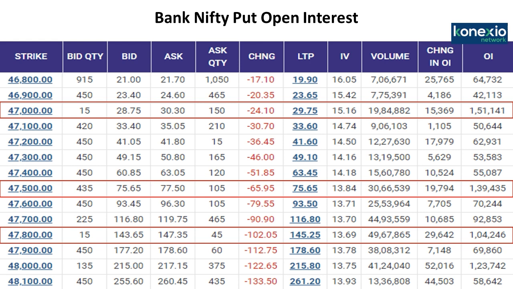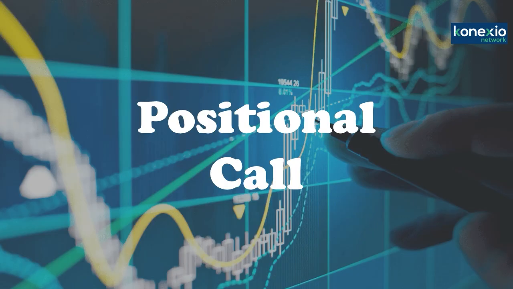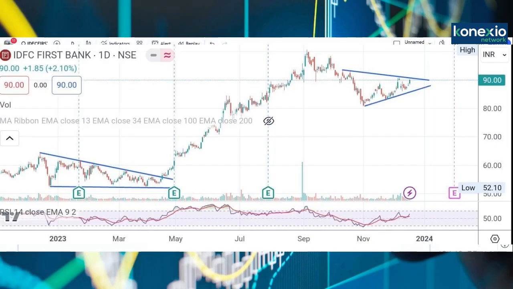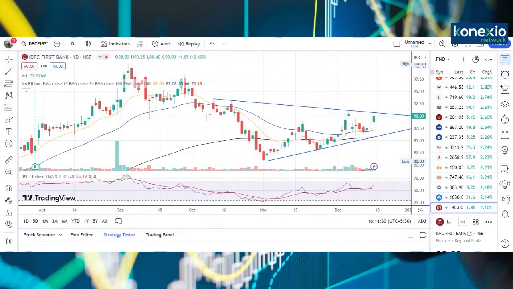So friends, now let us come to the final segment of our show, which is the positional call. For the positional call, I have identified one stock from the banking sector. The name of the stock is IDFC First Bank. Now you can clearly see IDFC First Bank has formed a symmetrical triangle formation, and it is on the verge of a breakout. The stock is currently quoting around 90 rupees.